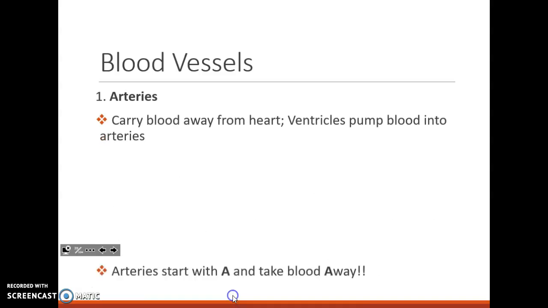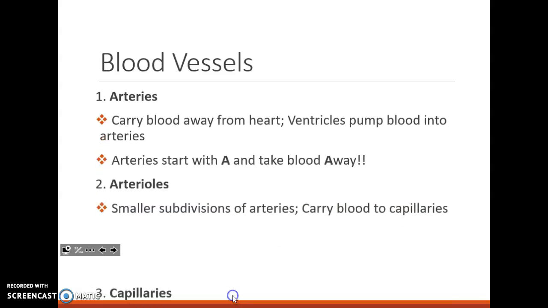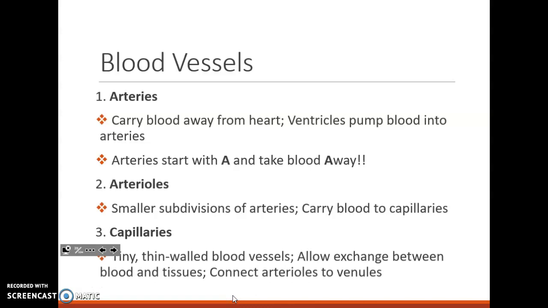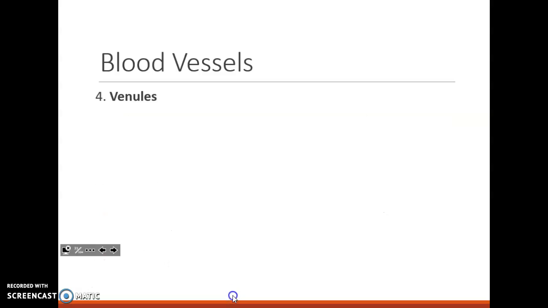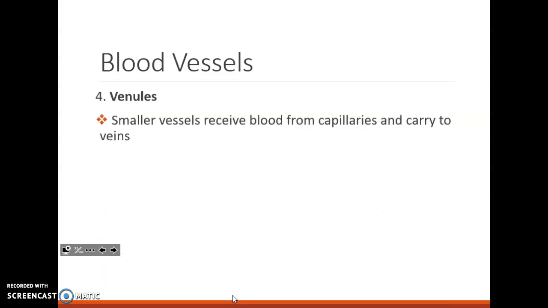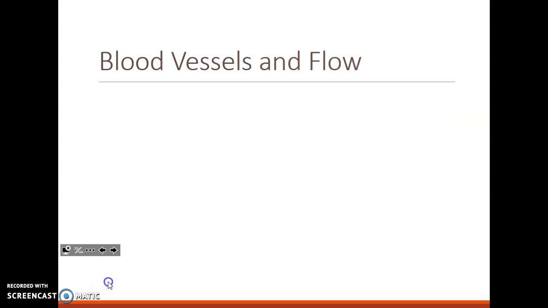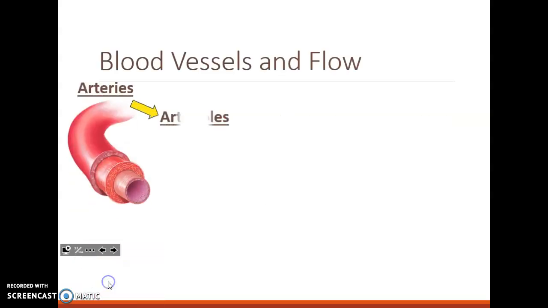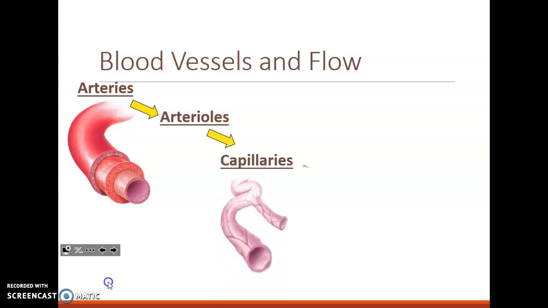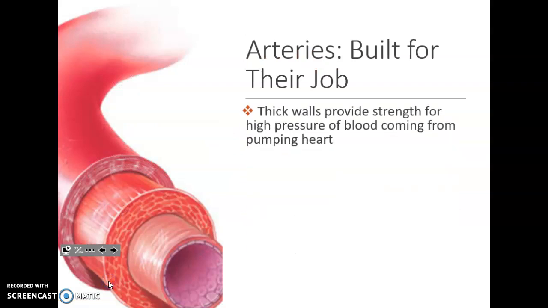We learned about the different types of blood vessels, like arteries that take blood away and arterioles that are smaller than arteries, and capillaries, which are thin-walled blood vessels that allow for diffusion and the exchange of gases and nutrients, and venules, which are small veins, and veins which take the blood from the body and return it to the heart.